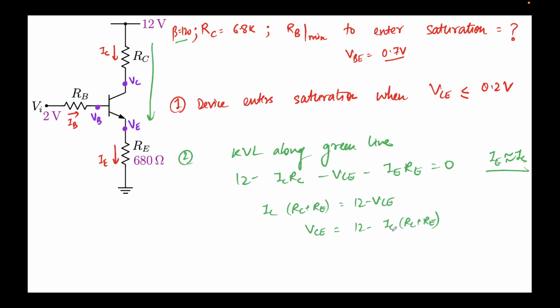So VCE I can write as 12 minus IC times (RC plus RE). Now we know RC and we know RE, but what we don't know is this term IC. So that's what we are going to determine now. How do we determine this term IC? Let me go to a different color. Let me pick red now.